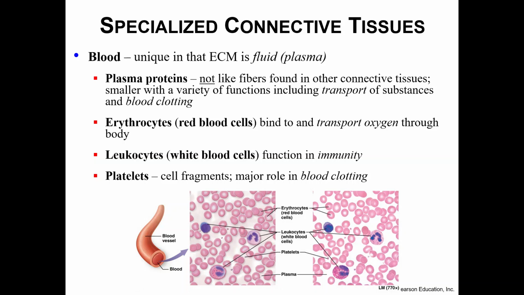In addition to those plasma proteins, we have three types of cells or cell fragments: erythrocytes, leukocytes, and platelets. Erythrocytes and leukocytes are red cells and white cells respectively. Your erythrocytes transport oxygen throughout your body. Leukocytes are your immune system cells, and then platelets are technically just cell fragments. They are not complete cells themselves, and they play a role in blood clotting.